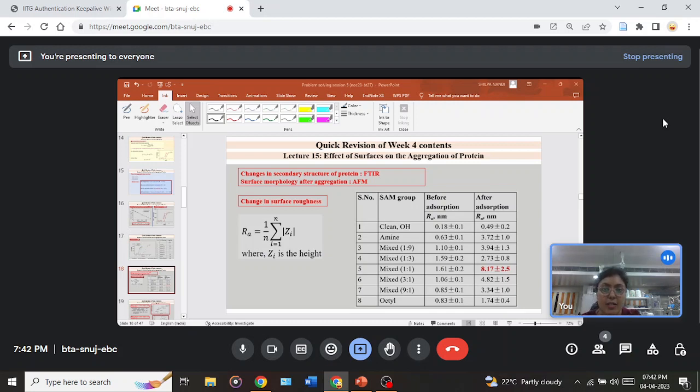Also, changes in surface roughness are given by Ra = (1/n) Σ Zi, where i = 1 to n. So Zi is the height of the particle.